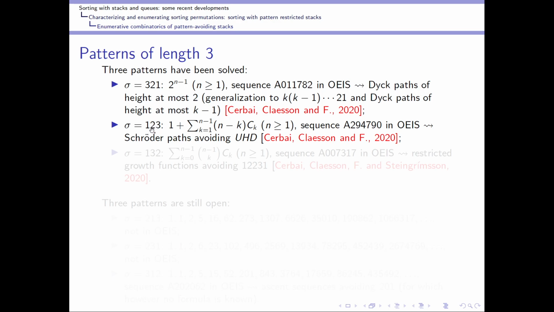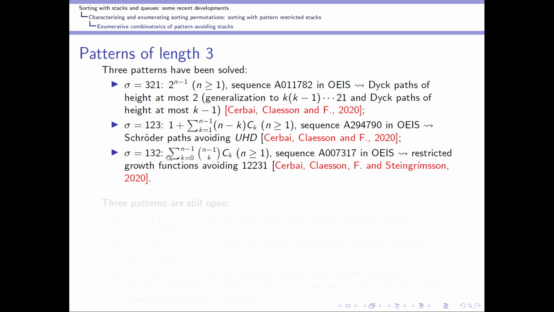In the case of 1, 2, 3 sortable permutations, this is the counting sequence, and there is a bijective link with a certain class of pattern avoiding Schroeder paths. And finally, for 1, 3, 2 sortable permutations, the counting sequence is this binomial transform of Catalan numbers, and in this case the bijection is with a class of pattern avoiding restricted growth functions. So the link here is with set partitions.